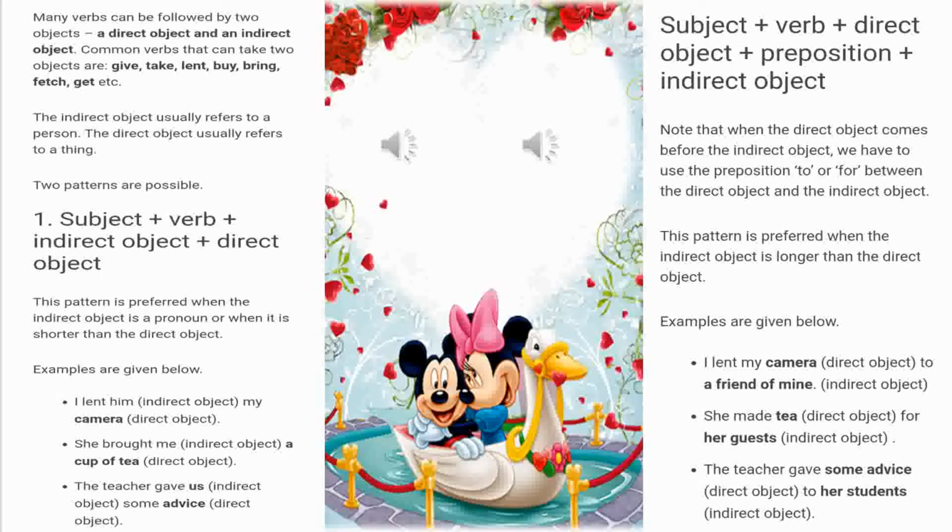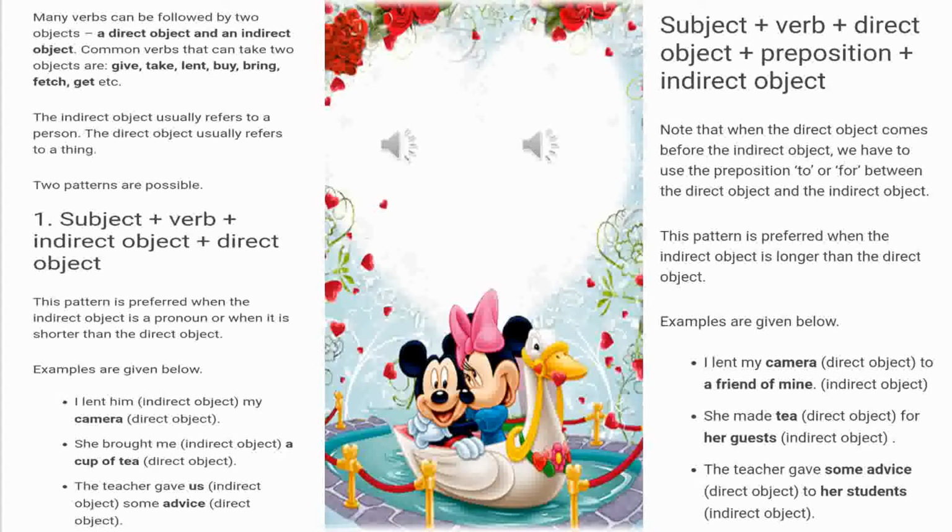So two sentence patterns are possible. In the first case, let us say subject plus verb plus indirect object plus direct object. This pattern is preferred when the indirect object is a pronoun, or when it is shorter than the direct object. There are two conditions given here: when the indirect object is a pronoun, or it is shorter than the direct object. See the following examples.